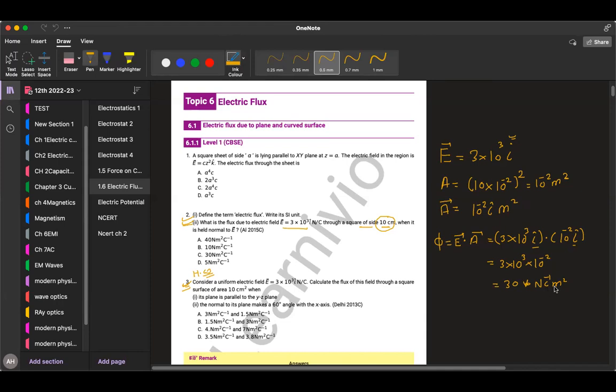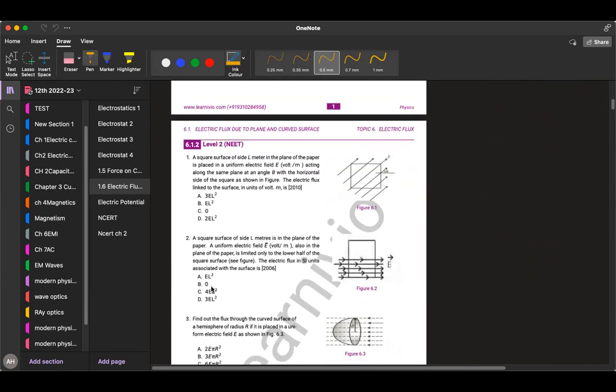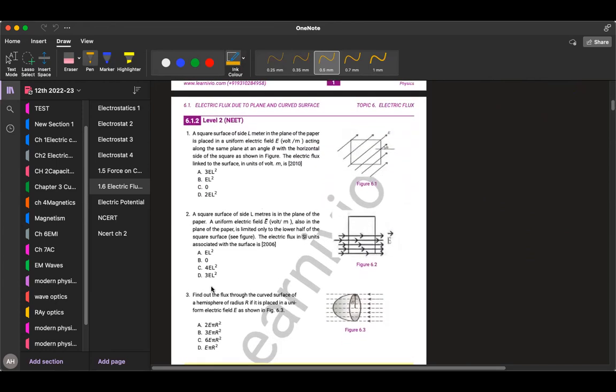So this is 30 Newton per Coulomb meter squared. This will be your homework. After this, okay, not this. Yeah, do this question.